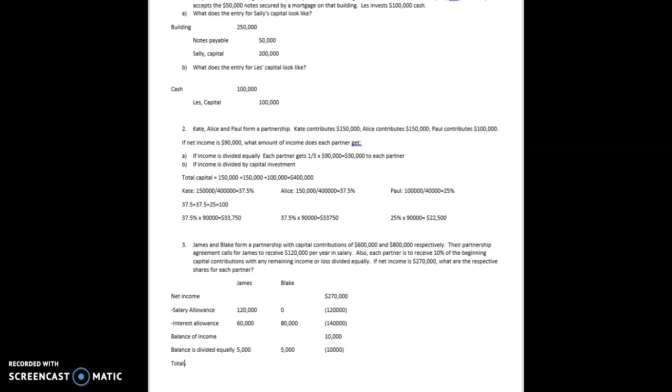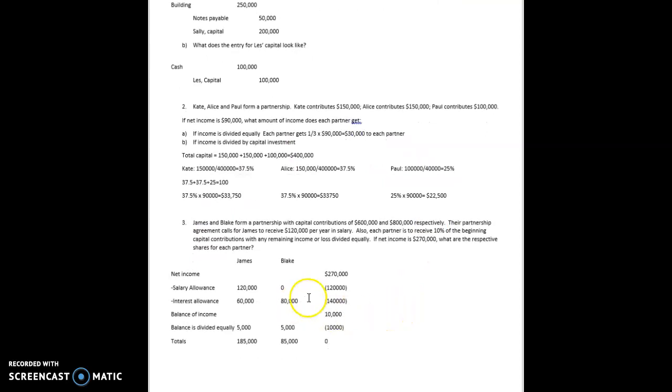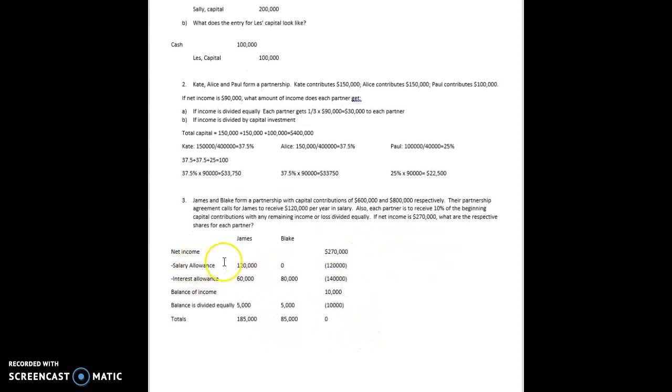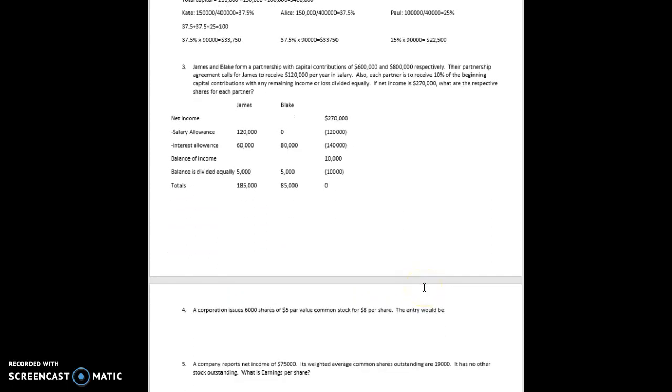And our totals, we can add up, and James is getting a total of 185,000, and Blake is getting a total of 85,000. And we have 0 left to distribute, which is what we want to make sure we have. All right, so that shows us how to distribute if they have a salary allowance, an interest allowance, and they divide the remainder equally. If they had a loss, we would still do the exact same thing, and we would divide that loss equally. They still get that salary allowance, they still get that interest allowance, and then we divide that loss equally between them.